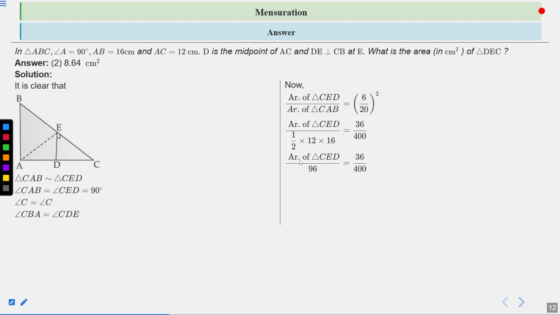Now when we simplify it, what we get? We get the area of triangle CED upon 96 equals 36 upon 400. Now simplifying it, the area of triangle CED becomes 36 multiplying by 96 upon 400. So when we simplify it, we get the area of triangle DEC, which is 8.64 square centimeter. So second is the correct answer of this question.